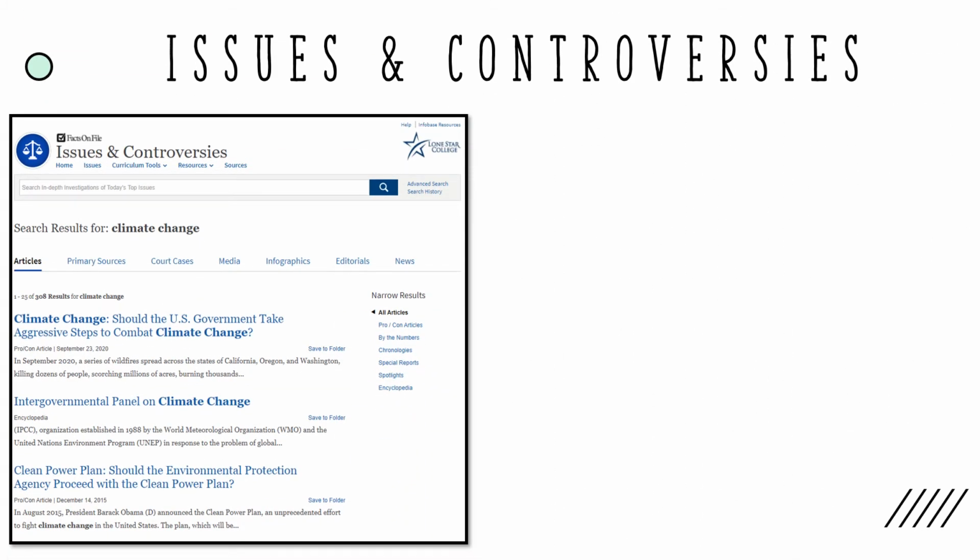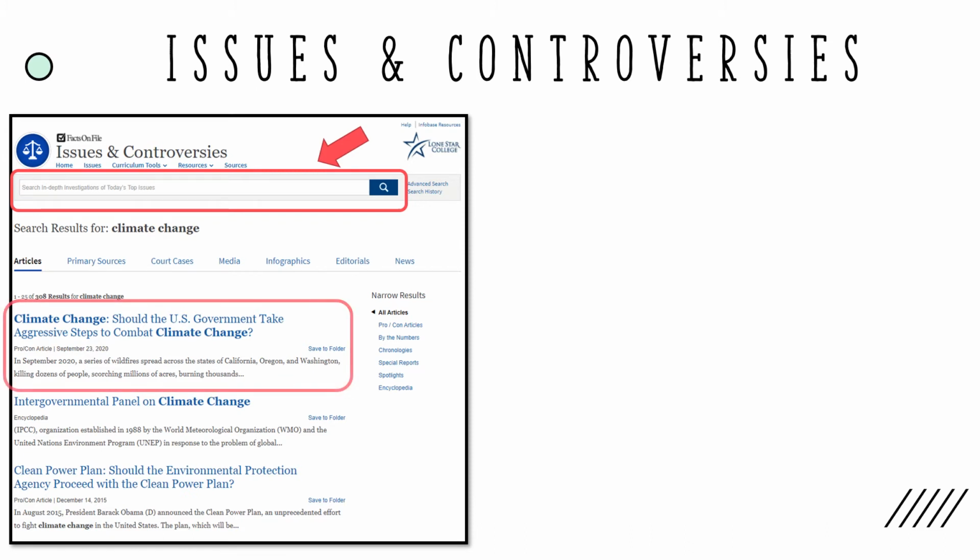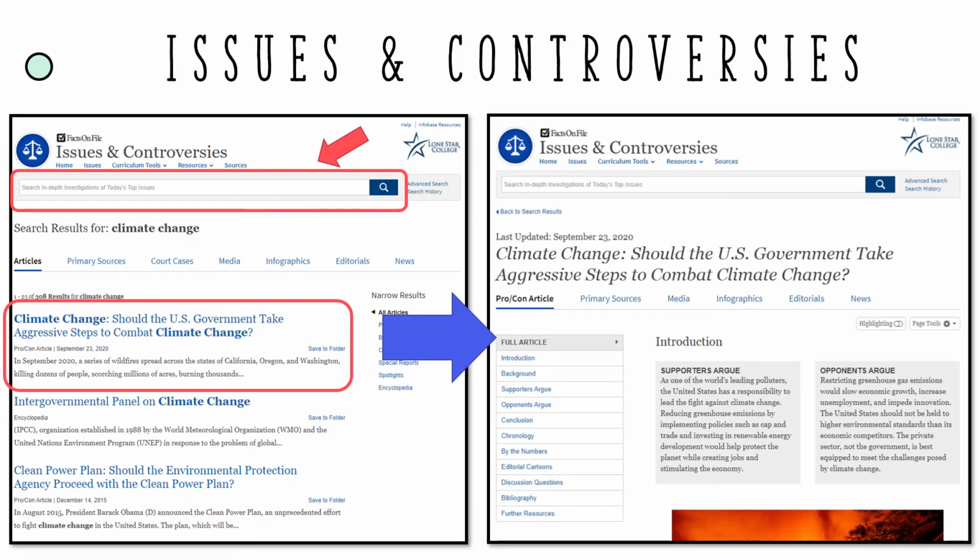Another great source to help you learn about your topic is the research database called Issues and Controversies, which may be available to you through your school's library. Doing a search for the keywords climate change on this database leads you to a list of results that discuss various arguments on the topic. For example, the first page on the list of results poses the question, should the U.S. government take aggressive steps to combat climate change? You can click on the title to read more about this argument.